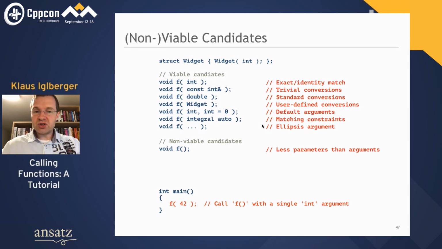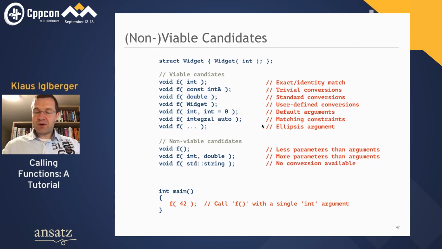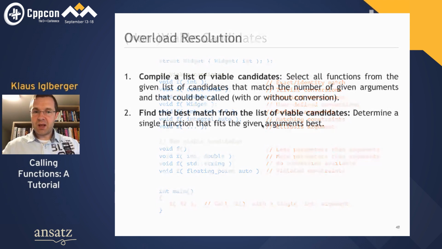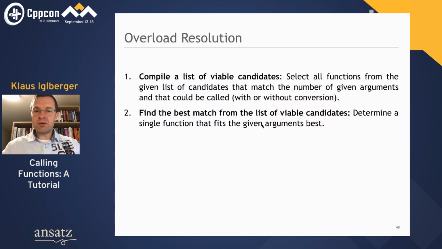Non-viable candidates would be functions that take fewer parameters than I have arguments, or more parameters than I have arguments. Functions that expect things that I cannot convert to, like here in this example, for instance, a standard string. Or, last but not least, functions that have constraints that I cannot match, so violated constraints. So I already have removed a couple of the candidates, and I'm left with viable candidates. With these viable candidates, I now try to find the best match. I determine from all of these functions the one function that I should call in the end.